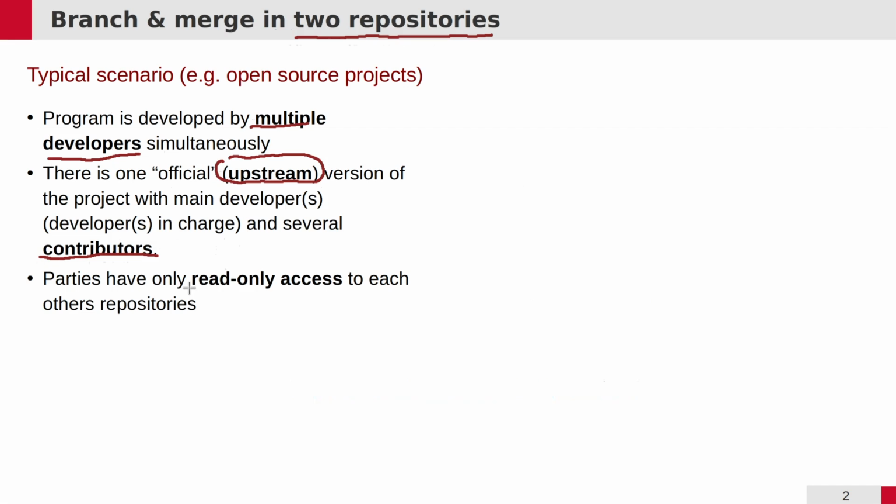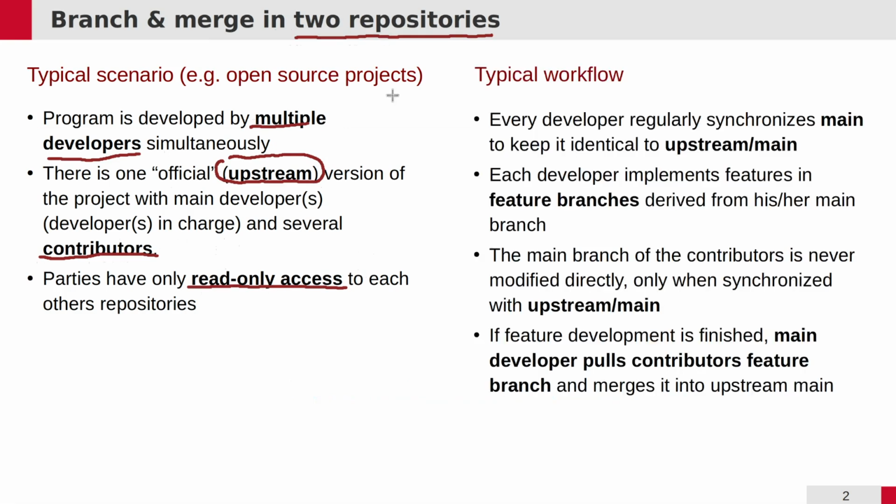Very important is that the parties, so everybody, only has access to their own repository. So basically, if you want to contribute, you don't have to let the developers of the main project write into your repository, and vice versa. You can contribute without having write access to the main repository. So the typical workflow, just to summarize it here, and then we will have a detailed look at that in a sec.